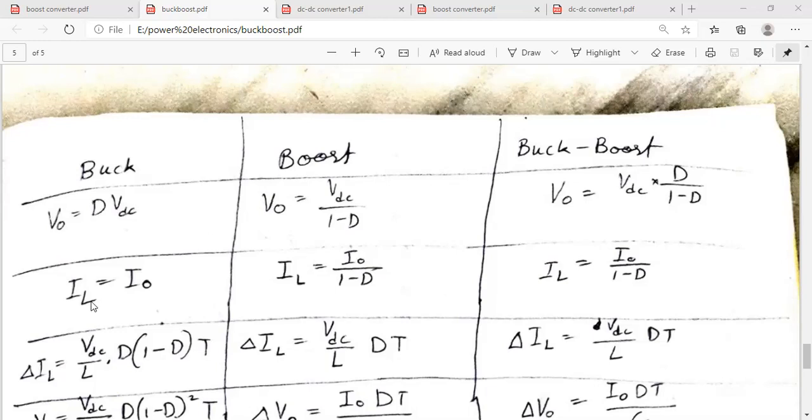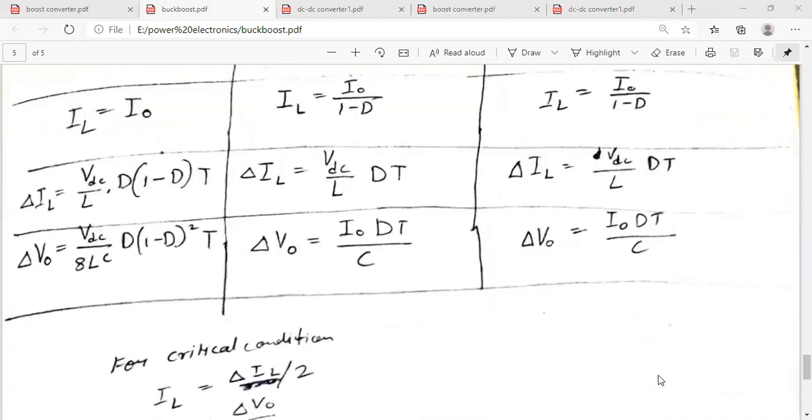Similarly, in the case of load current equal to output current, sorry, inductive current equal to output current, here also the inductive current equals the output current by 1 minus d for boost converter. These are the relations.